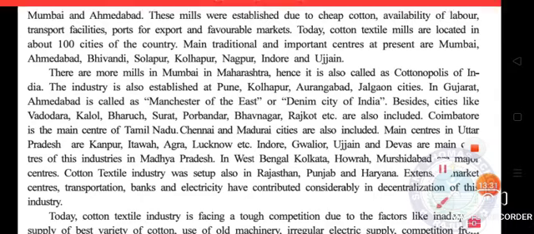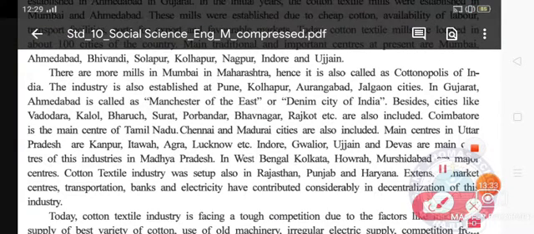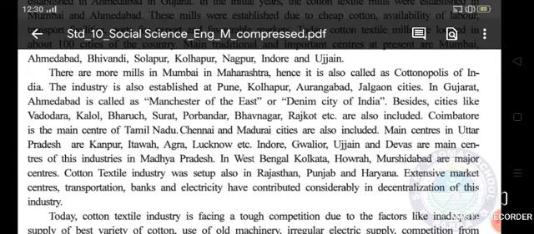So, you can underline it in your textbook. If they are asking in the map also, you can write. Then Cotton Polis of India, where is it? In Maharashtra. The industry is also established at Pune, Kolhapur, Aurangabad, Jalgaon cities.